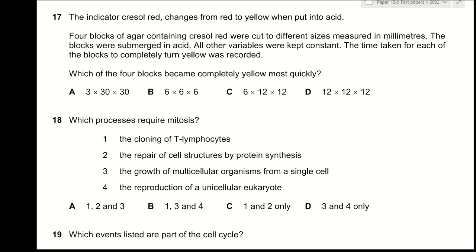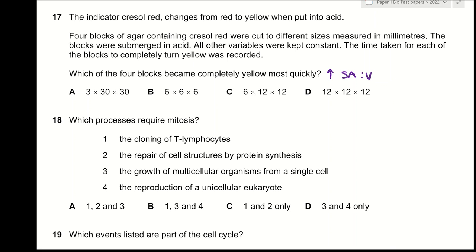17. The indicator crystal red changes from red to yellow when put into acid. Which of the four blocks became completely yellow most quickly? So the one that became completely yellow most quickly is the one with the higher surface area to volume ratio. Now, ideally, you should always calculate the surface area to volume ratio and see which one is the largest. But we sometimes need to approach this question using our imagination or imagining the size of the blocks.